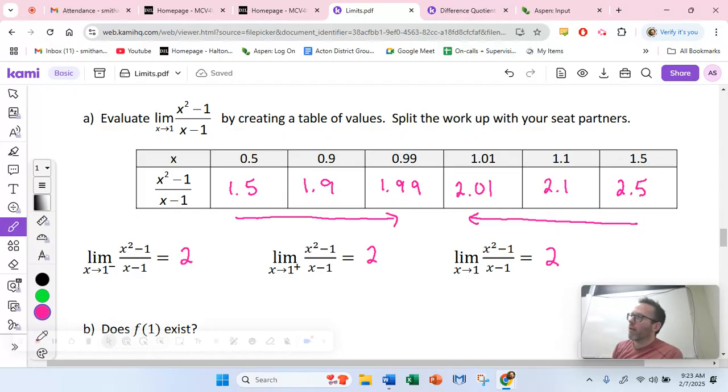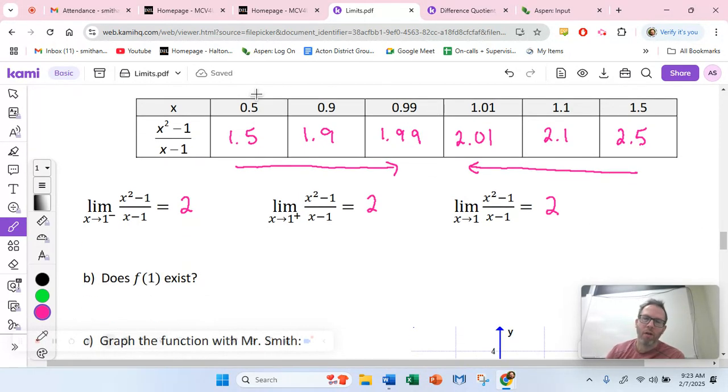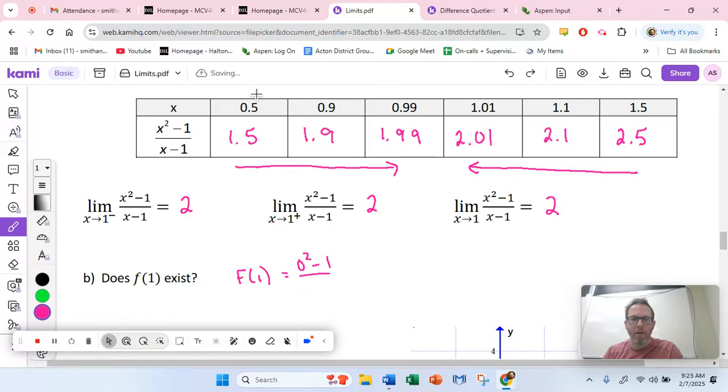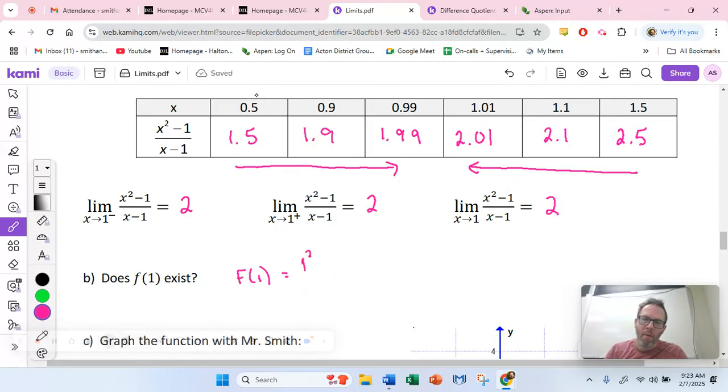But does f at 1 actually exist? What do you guys get when you plug in 1? You get 0 over 0, which is not good. So f at 1: 1 squared minus 1 over 1 minus 1. This is not good. 0 over 0. Some smart alecky grade 9s might be like, well, 0 over 0 is 1. Anything divided by itself is 1. But no, it's not 1. This is indeterminate form, 0 over 0. It's undefined.